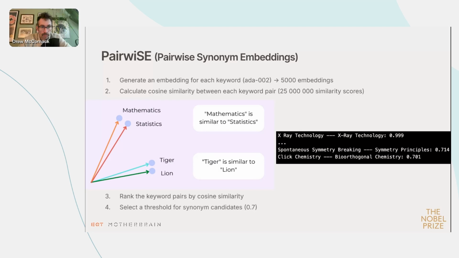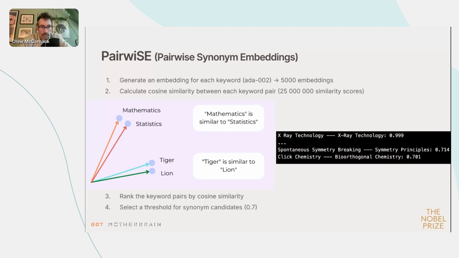Then we did some visual inspection and gave ourselves a threshold cutoff for similarity. So we said we're only going to further process keyword pairs that have a similarity score of 0.7 and above. This is just based on looking at them and doing some Google searching, Wikipedia surfing. What is click chemistry? What is bioorthogonal chemistry? Are these similar or not?